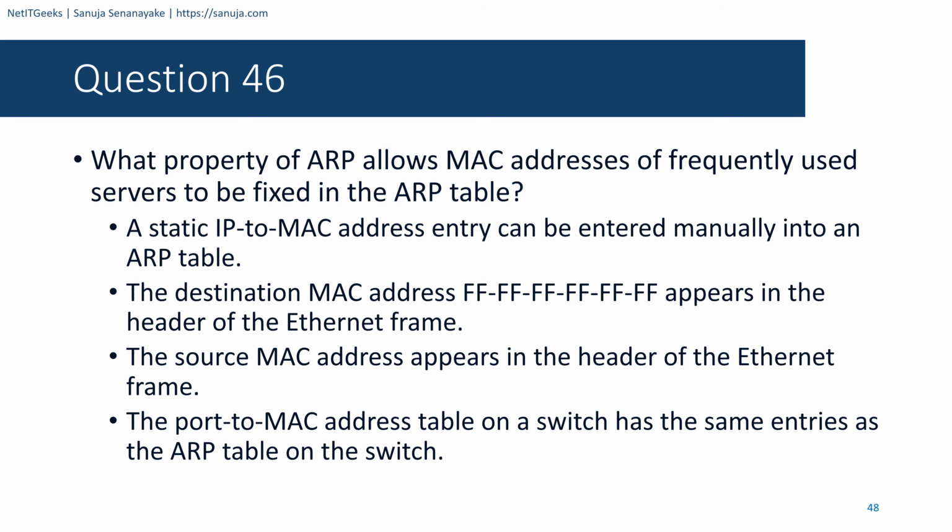Again, if you know how ARP works, at this point you should know the answer. So the answer to this question is a static IP to MAC address entry can be entered manually into an ARP table. And that's a property of ARP that allows MAC addresses of frequently used servers to be fixed in the ARP table. You can manually enter that. It also can be used as a security measure that will prevent ARP spoofing attacks, as I mentioned previously.